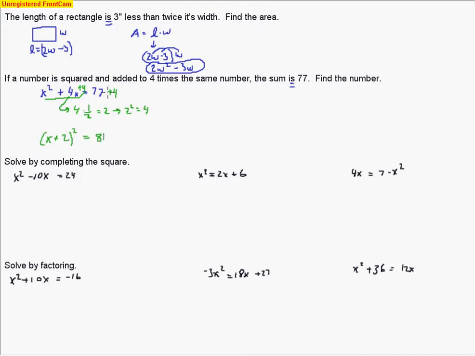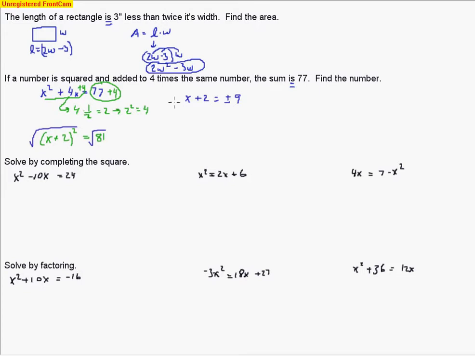How did I get that? I added these two numbers together, 77 and 4. From this point, I can take the square root of both sides, and that'll cancel out the squared symbol, leaving me with x plus 2 equals plus or minus 9. The 9 came from the square root of 81.